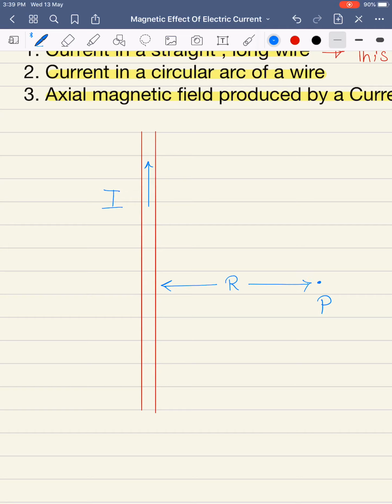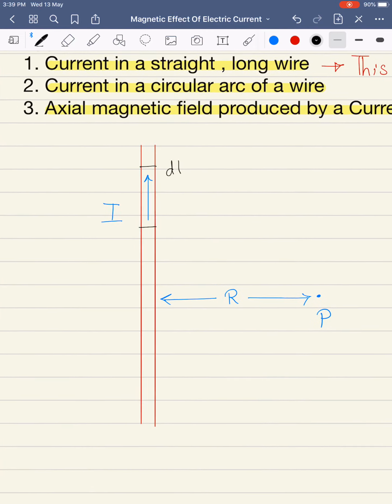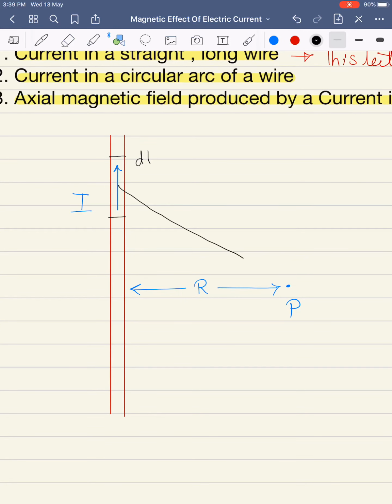So if I take a small elemental length dl, and I join this elemental length to the point P, the vector we call r bar, and the magnitude of it is small r. The length makes an angle theta with respect to the line joining the point P. As you know, in the Biot-Savart law the sin theta, theta is the angle between the length vector and the line joining the point P.